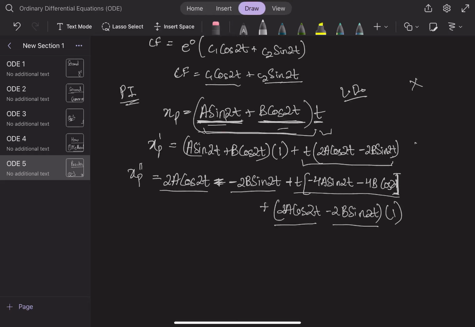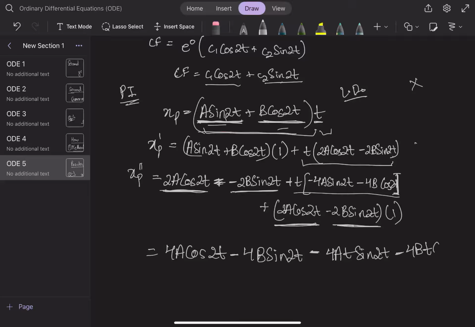So 2a cos 2t plus 2a cos 2t is 4a cos 2t, minus 2b sin 2t minus 2b sin 2t is minus 4b sin 2t, minus 4at sin 2t minus 4bt cos 2t. This is this term.